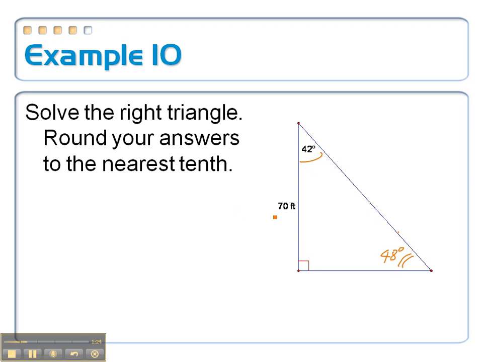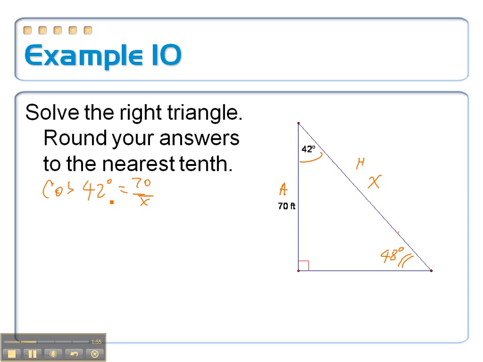I've got one side. Let's go ahead and still use the 42 degrees. It doesn't matter, we could use the 48. Let's use the one we're given, and let's find the hypotenuse first. I'll call that x. With the 42, that's the adjacent side. X is the hypotenuse. A over h is cosine. So cosine of 42 degrees is equal to adjacent 70 over x.